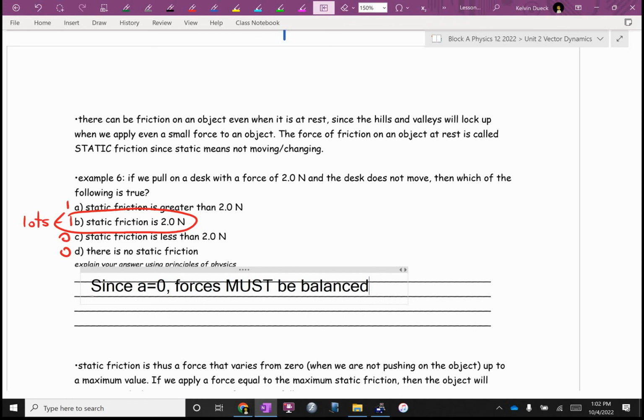You said Newton's second. What is Newton's second? Sarah, what's Newton's second? I think you were right. I have no idea. Oh, you don't know? Okay. What's Newton's second? It's the equation. F equals what? MA.